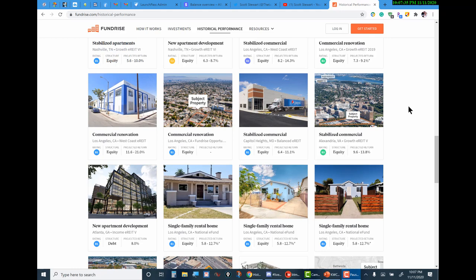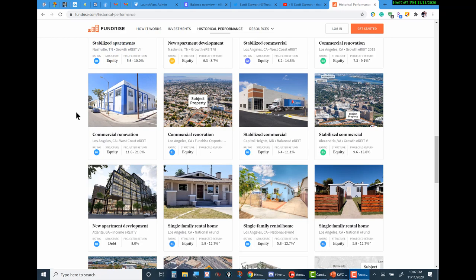Fundrise is an example and the epitome of crowdsourcing real estate deals. So you can look at all different kinds of deals. You can start investing in something like a Fundrise company. And again, I'm not specifically recommending Fundrise. This is just one that I've had experience with in the past. But you can start with $1,000, folks.